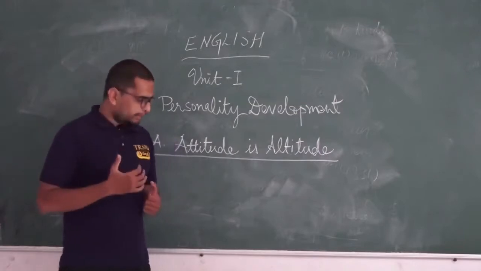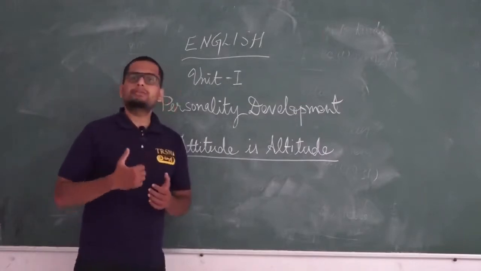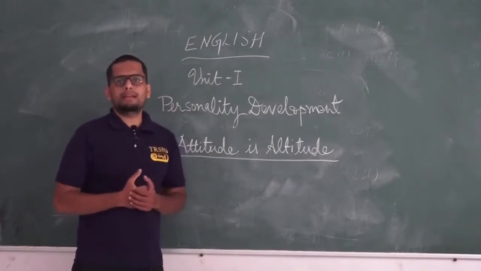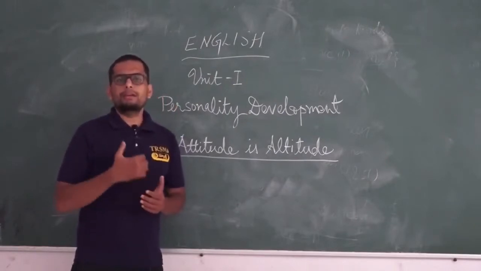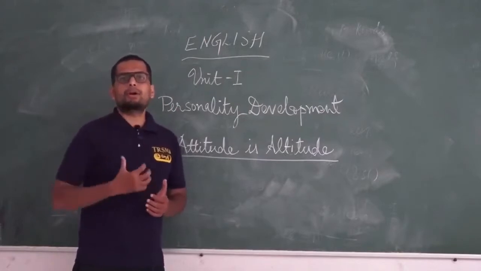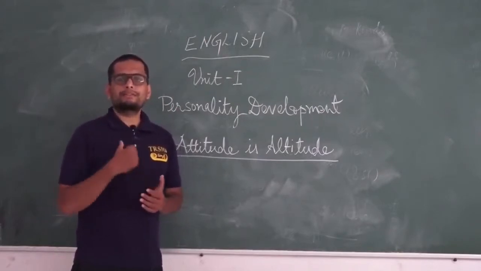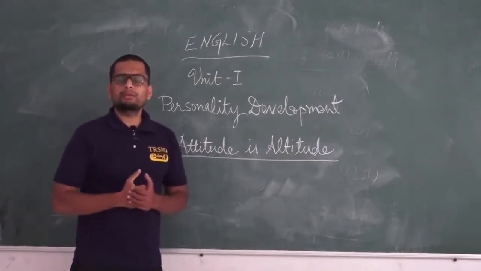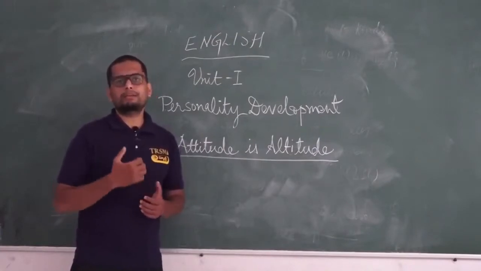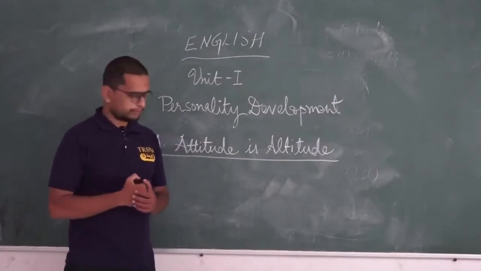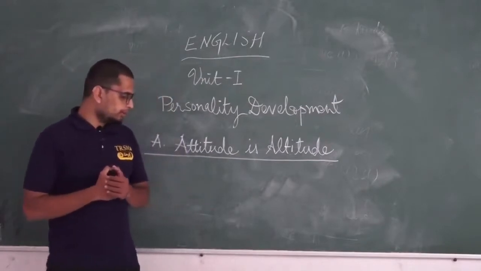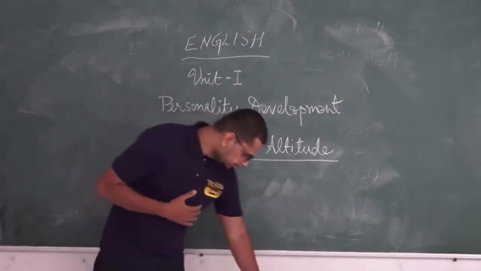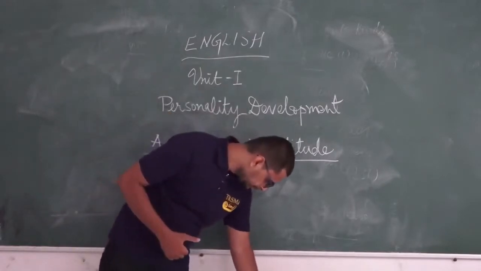So by the end of this chapter, we get to know that whatever shortcomings, whatever disabilities you have, if you have a strong mentality, if you have a strong faith in you, you can definitely get over them and you can become a successful person. So this was about our first part, attitude is altitude. Let us move to the second part of the unit.